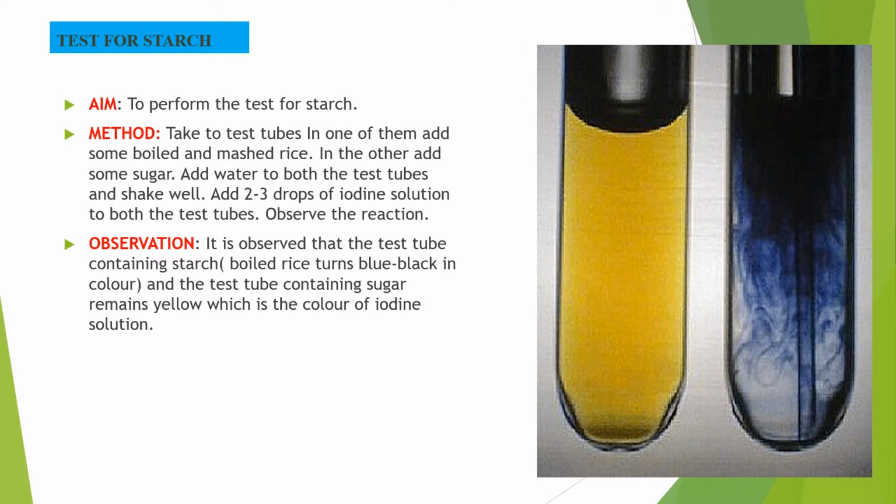We shall take two test tubes. For example, one test tube A and another test tube B. In test tube A, we will add some boiled and mashed rice. In test tube B, we shall add little of sugar. Add water to both the test tubes and shake it well.